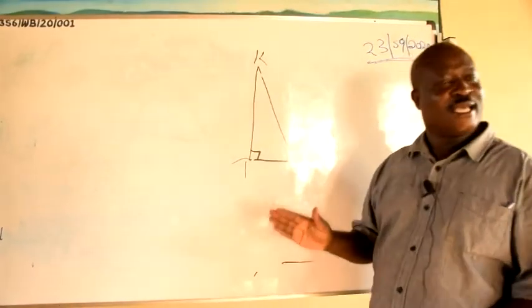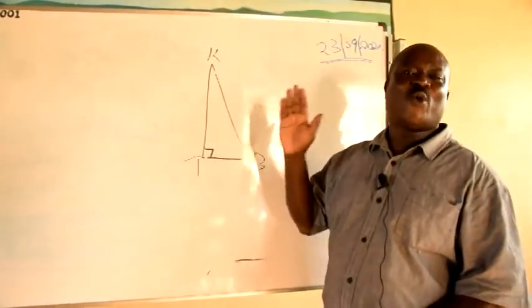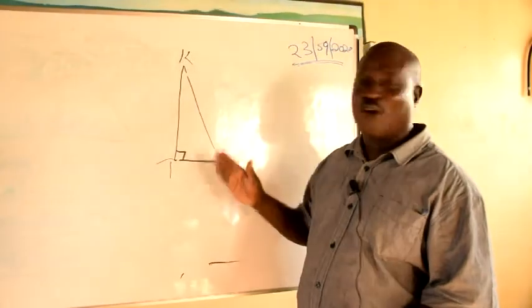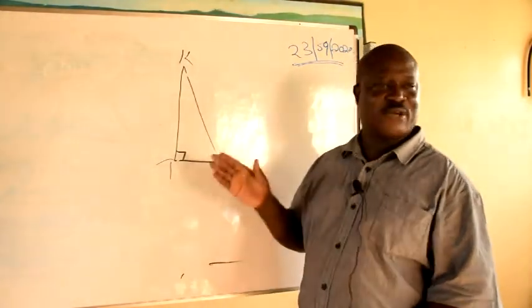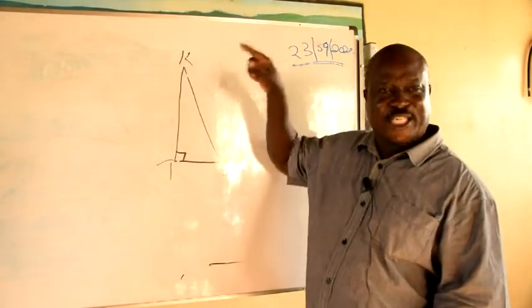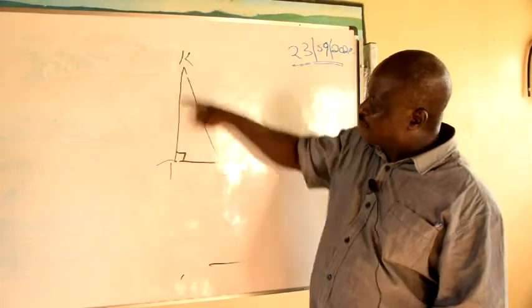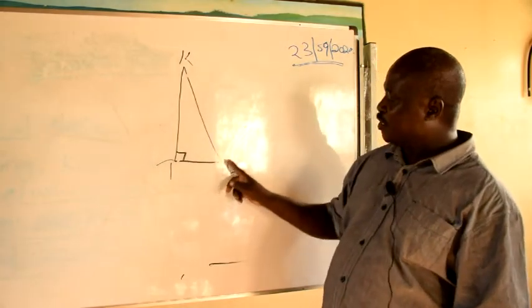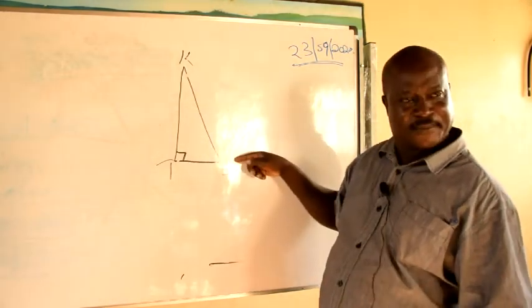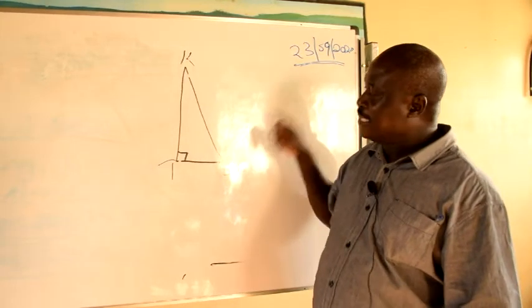In mathematics, we are always interested in knowing certain things as far as a triangle is concerned, any triangle. But today we are talking about a right angled triangle. It is important for us to know about the length of KT. What is the size of the length? What is the size of this? What is the size of this length?